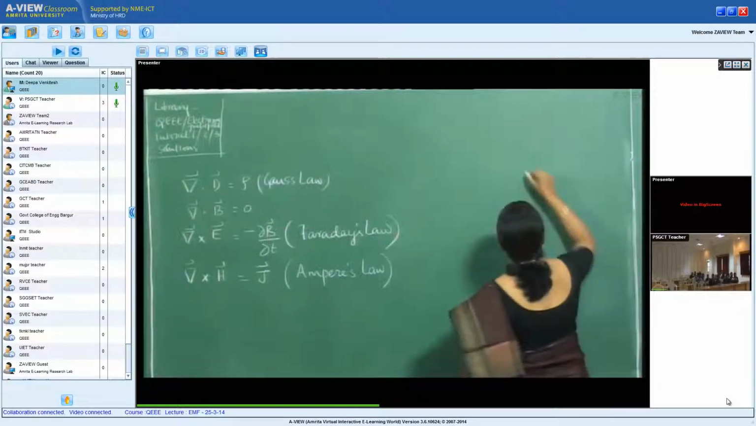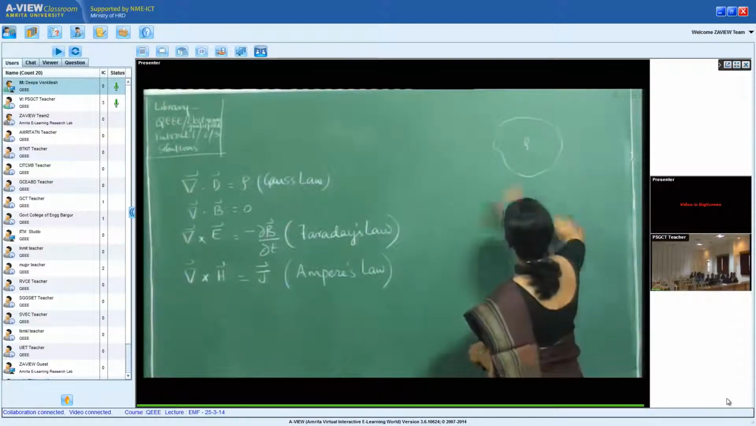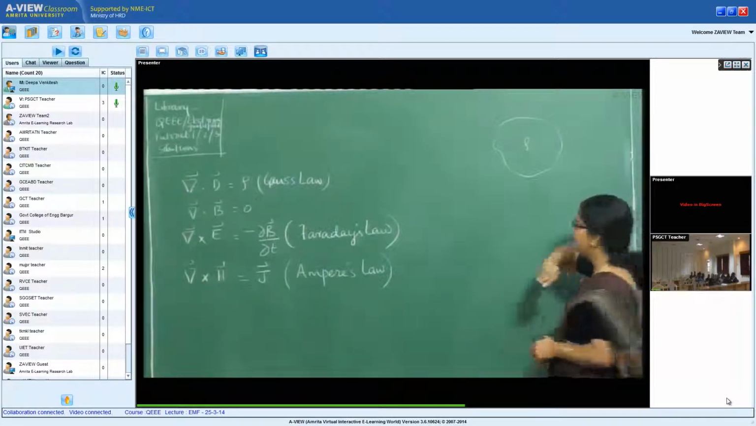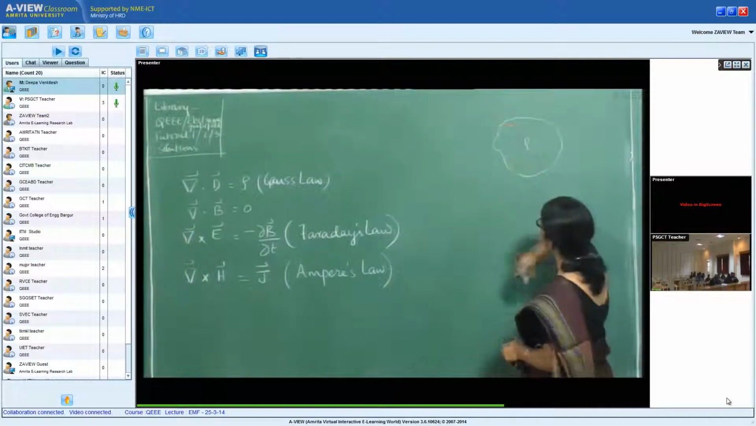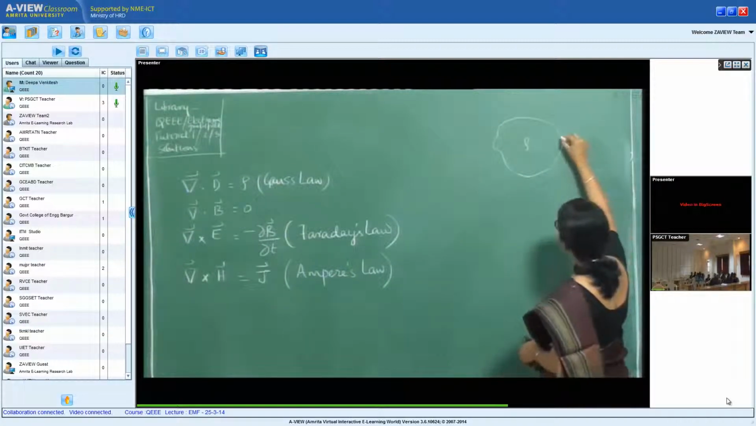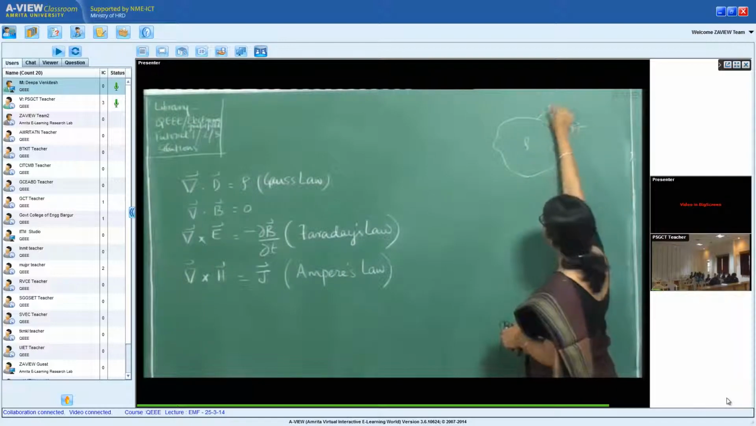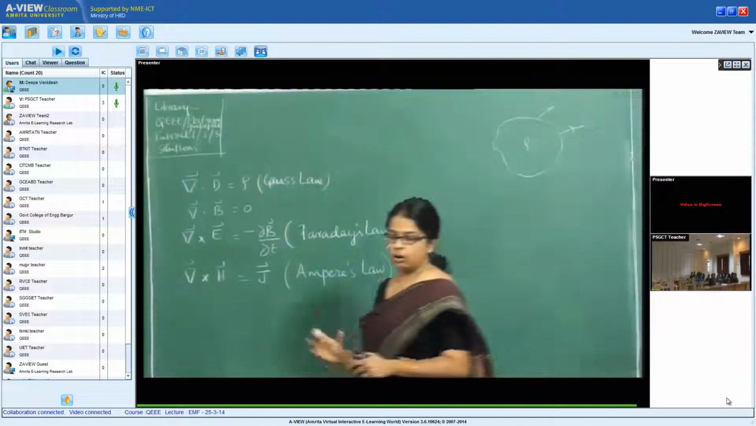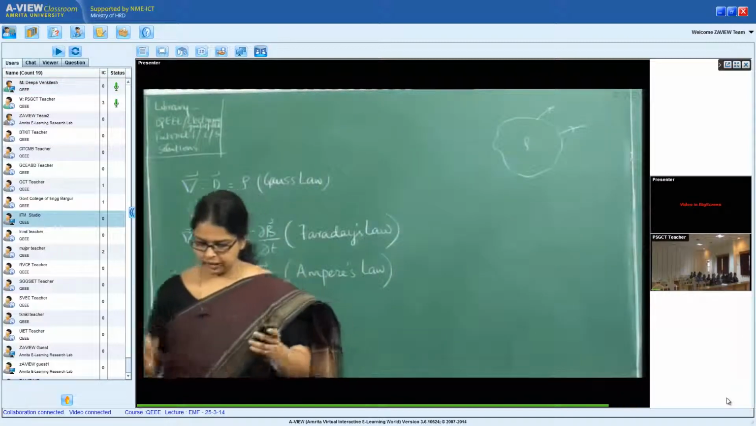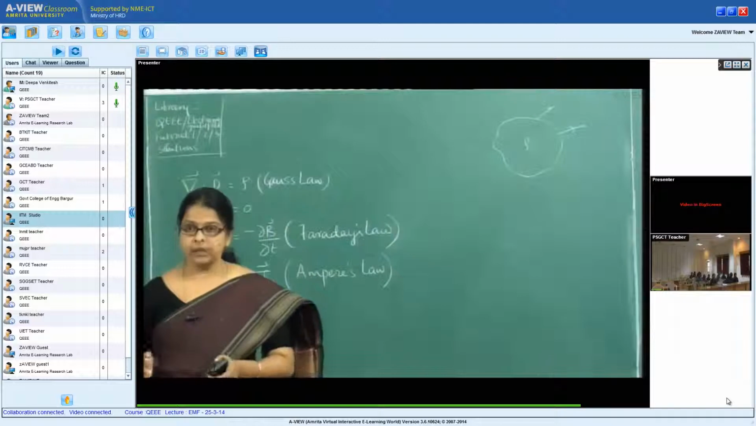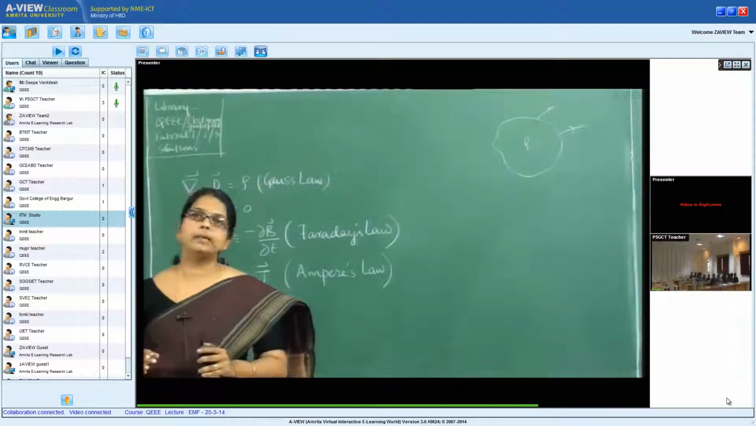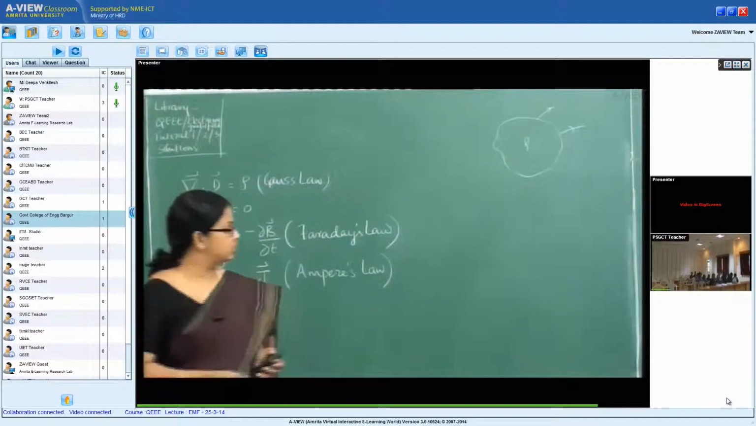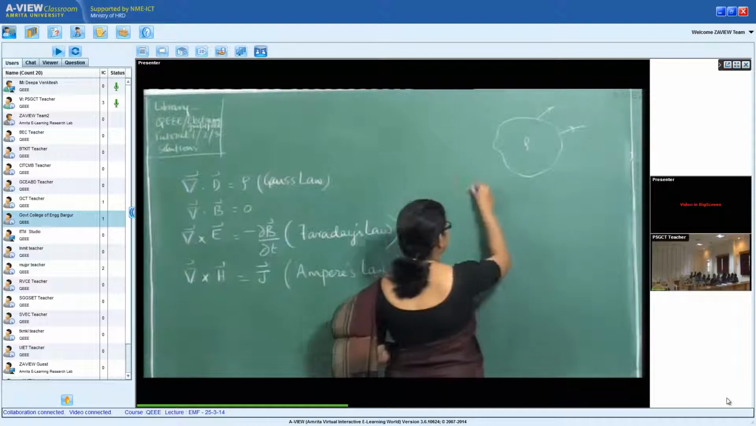Now, let us say you have a region where there is charge density in it, and it's a closed surface, and let us say for some reason a portion of the charge is leaking out, it's flowing out of this volume. So the charges are leaving this volume. Now when the charges are leaving the volume, it simply means that there is a current because you have moving charge.